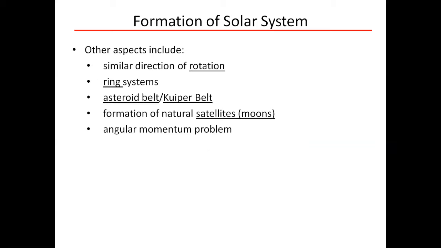Other aspects that we could also look to explain with our theory is the fact that they all generally rotate in the same direction on their axes. The fact that we have rings and asteroid belts, satellites, and moons.